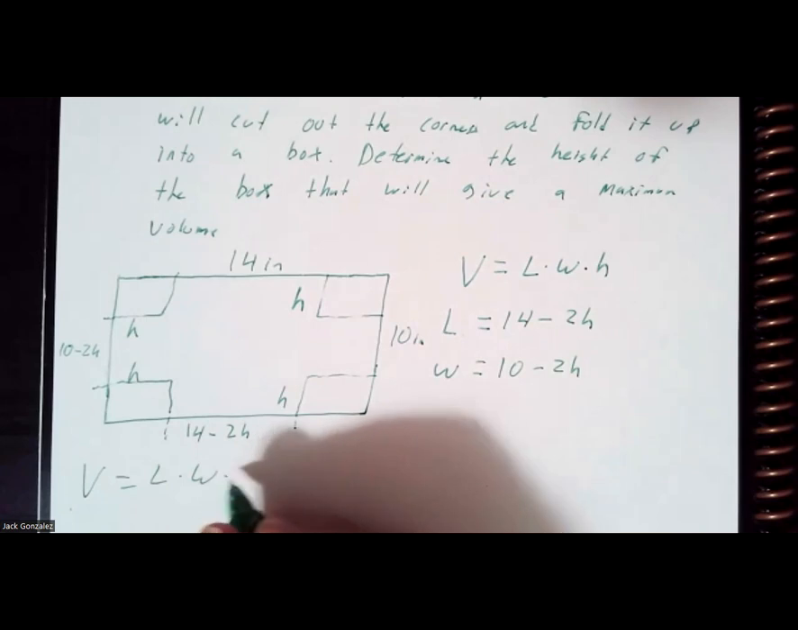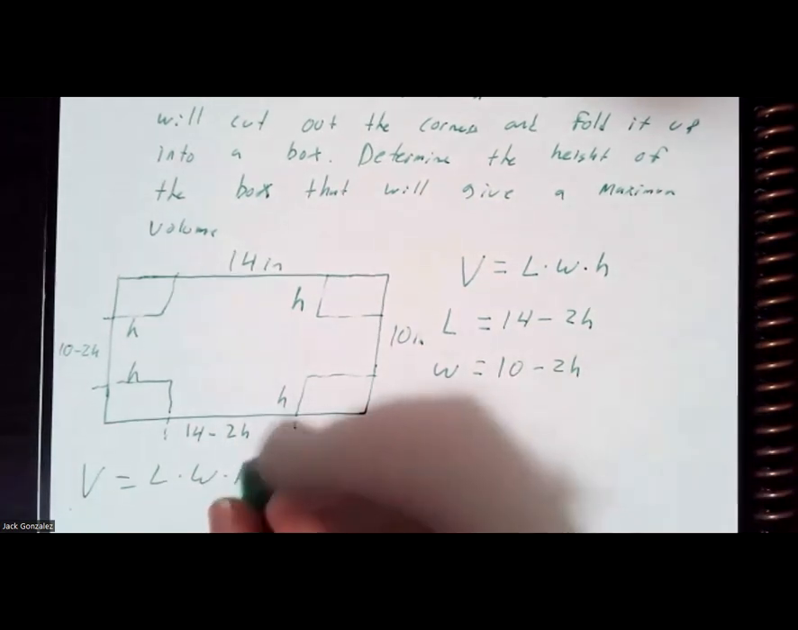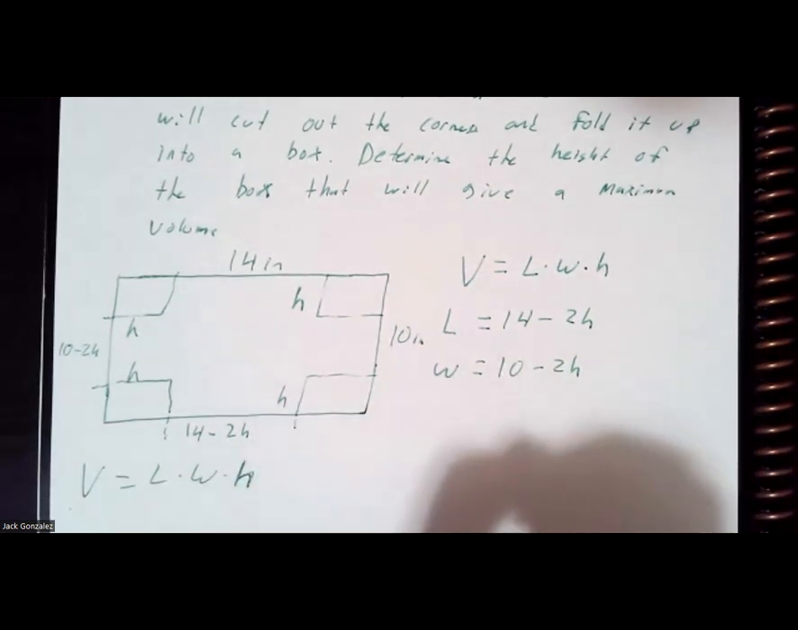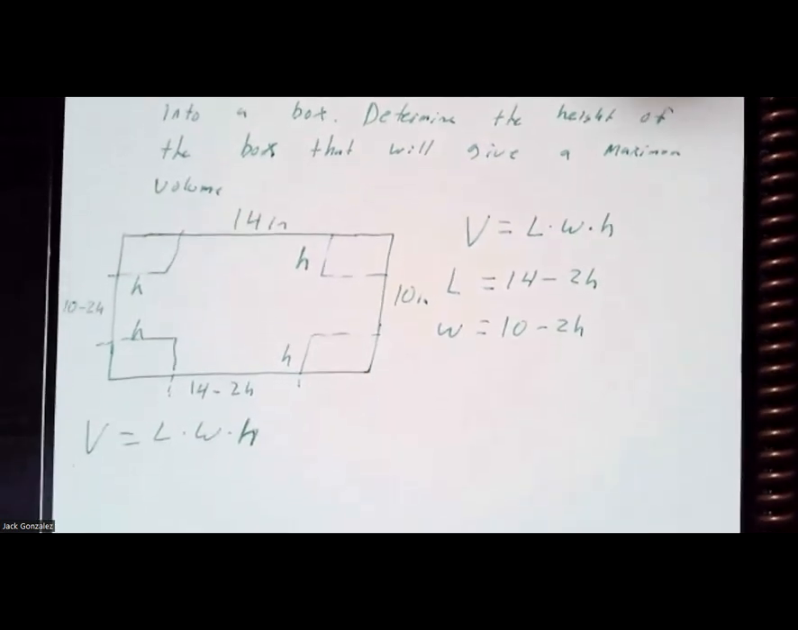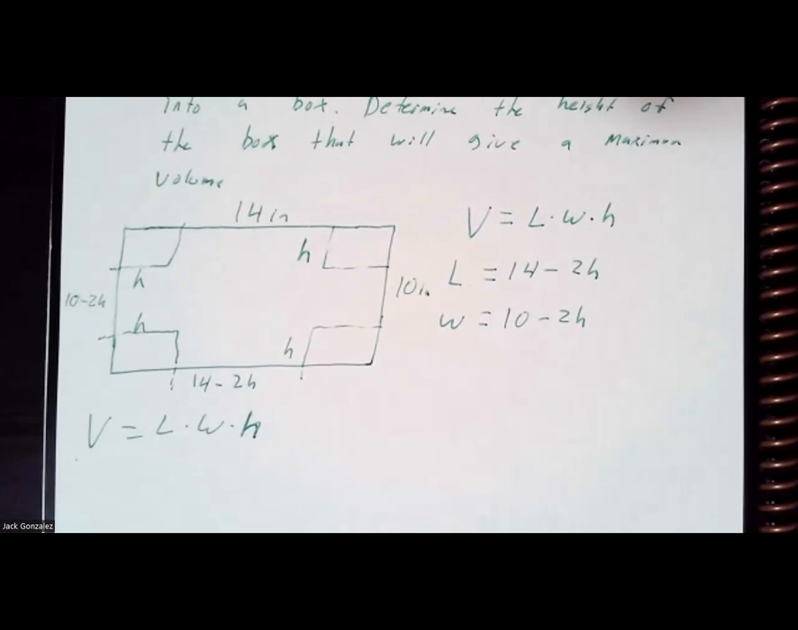I'm sorry, I didn't mean to interrupt. Yeah, we're going to maximize volume in terms of h. So we're going to take the derivative of V with respect to h. Oh, okay. And that will give us the specific h we need for maximum volume, and that'll tell us how much to cut.